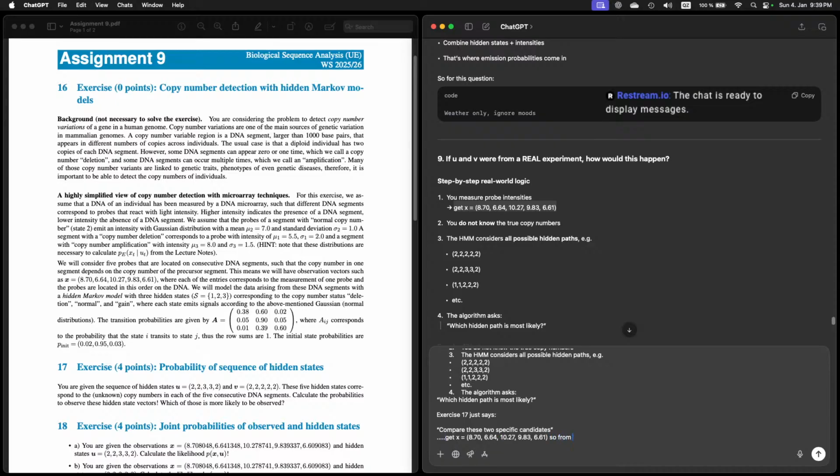So from these probe intensities, how do we know?